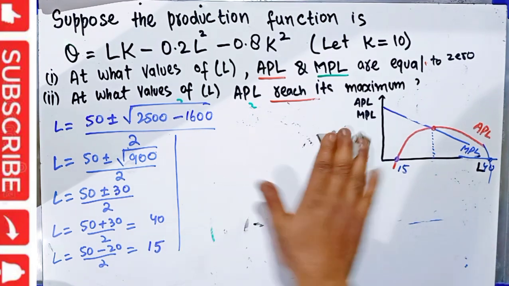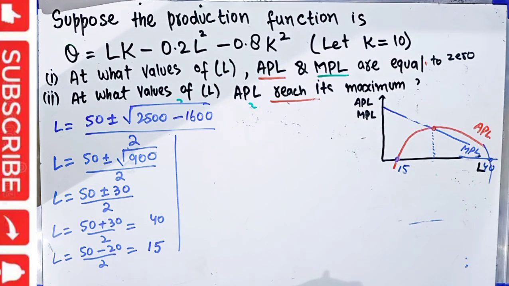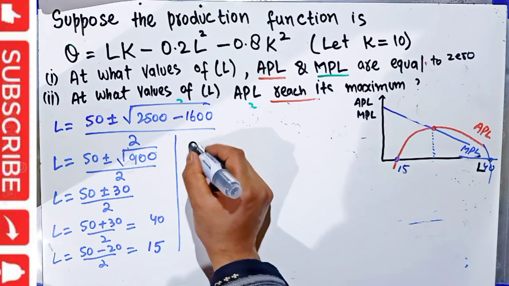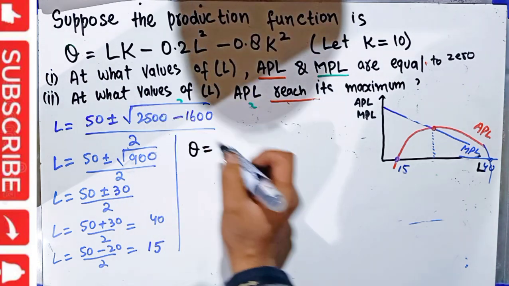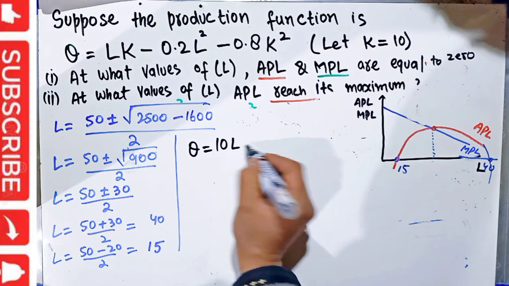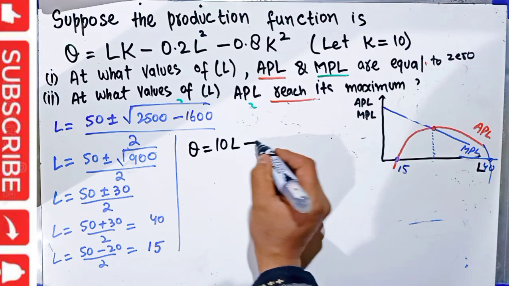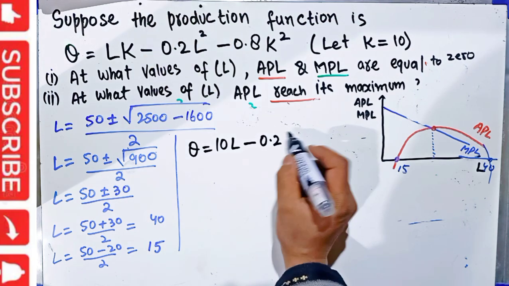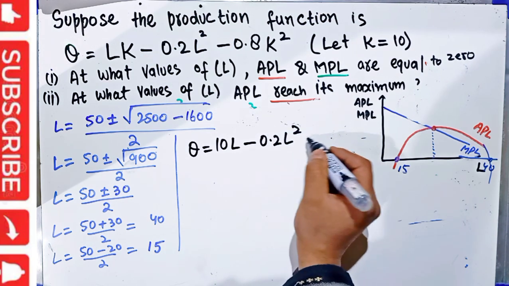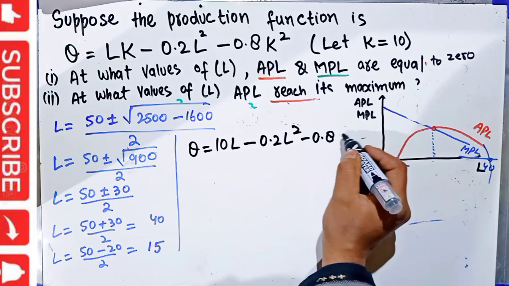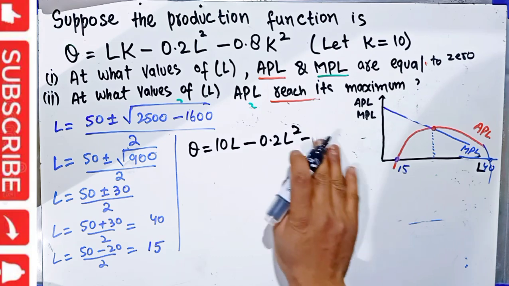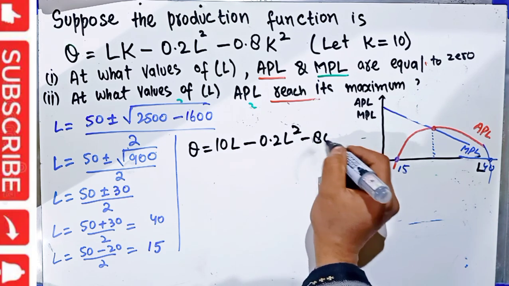Now the second part is the marginal product of labor. Q is equal to 10L minus 0.2 L square minus 0.8 K square, which is 100, so it is 80 here. I am rewriting the production function with K equal to 10, so it is 80 here.